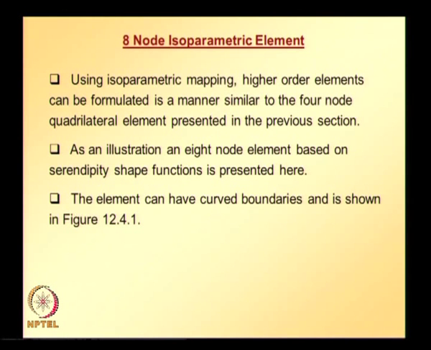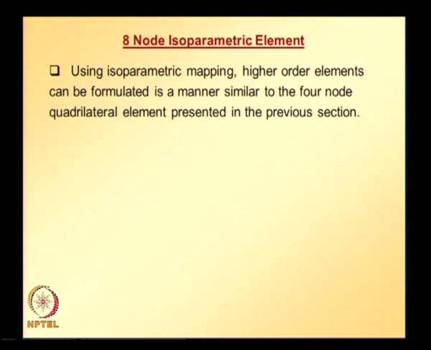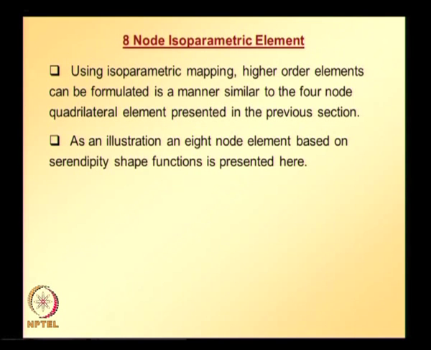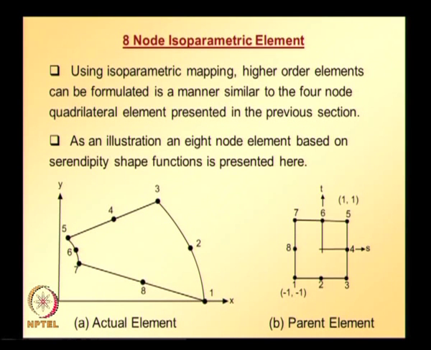The element can have curved boundaries, like this. The actual 8 node element is shown, and also the 8 node parent element is shown. So, by this time you are familiar, for writing isoparametric mapping relations we require to know the shape functions of all the 8 nodes of the 8 node parent element.